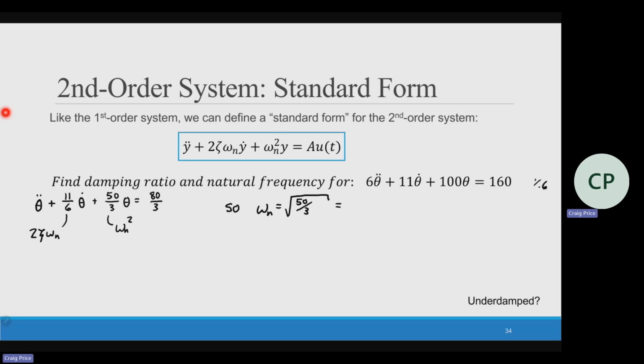I don't even have these notes. So I got a natural frequency of 4.083 radians per second. Anyone else get that? You graphed it?